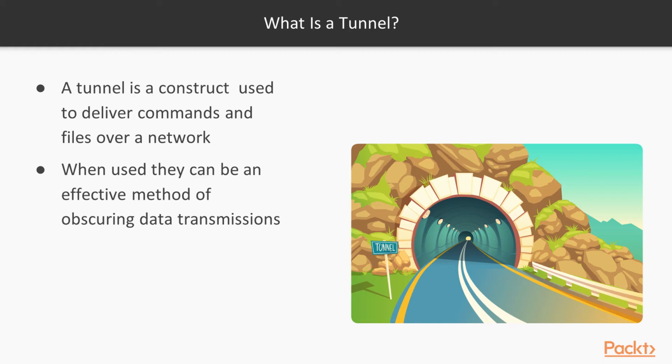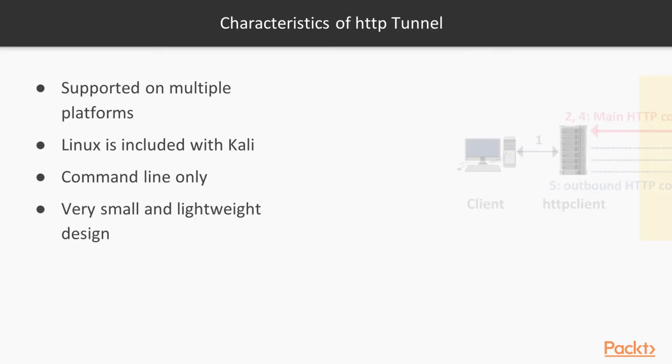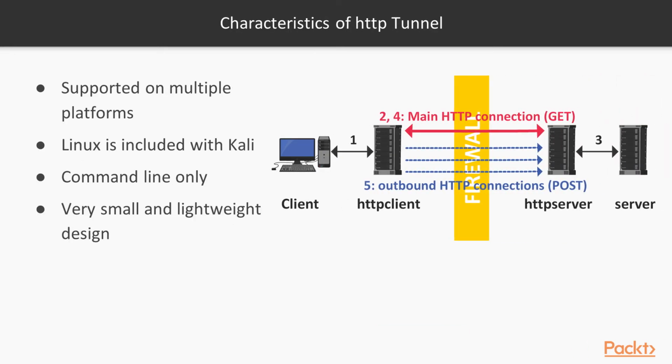So once we have a tunnel set up, we can push data and commands and a lot of other things over it and use it as a way of obscuring or protecting data from eavesdropping. So very effective and very widely used. We're just using one type of tunnel here in this section. So what are the characteristics of an HTTP tunnel?